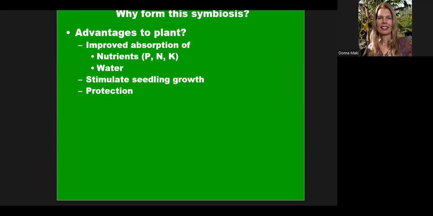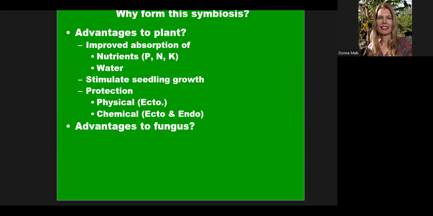It just really gives them a jump. And it certainly gives some protection. There's physical protection with that mantle. There's chemical protection because they can help protect the plant chemically against pathogens. And so you have those advantages as well.